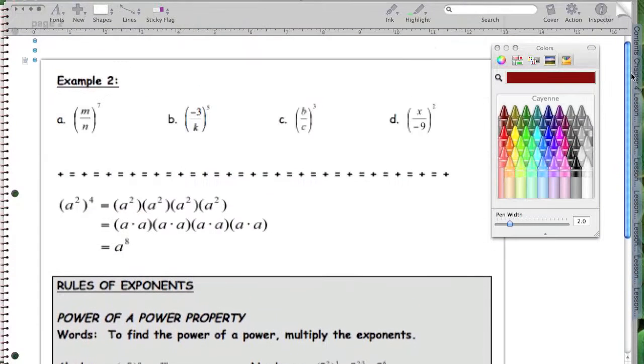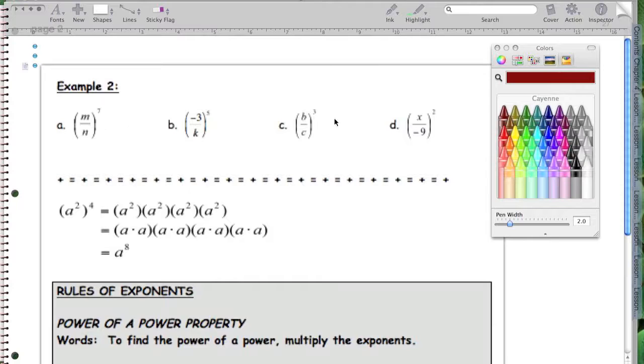Up here, we're going to continue with some of the dividing that we saw. I'm going to distribute this 7 into the numerator and denominator. I'm going to get m to the 7th over n to the 7th. And that's it.